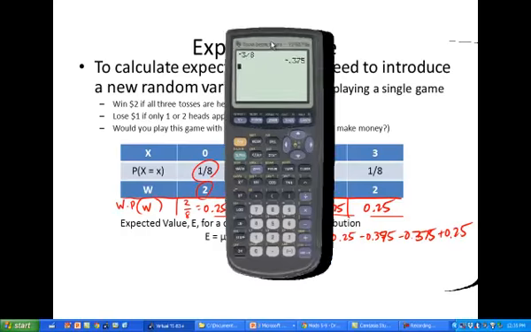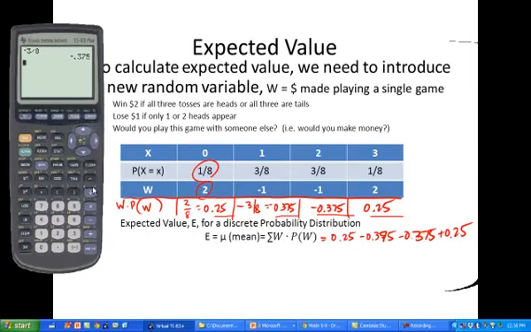So I can do -2/8 plus -3/8 plus, this is a positive 2/8. So 2/8 plus -3/8 plus another -3/8 plus 2/8. I can either add the fractions together or I can add the decimals together, whatever's easier. So the result is -0.25.